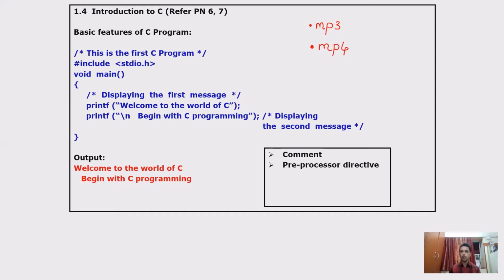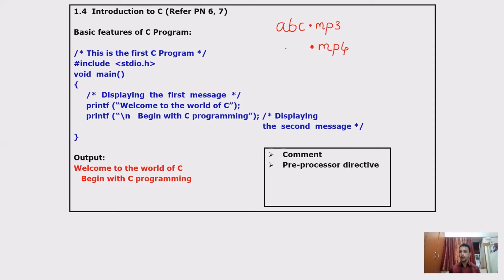For example, you may have a song whose name could be something like abc.mp3. So this abc is the first name and mp3 is the extension. Now, the first name can be anything over here, but if it is a song, the extension will be mp3. So this mp3 basically decides what kind of content is there inside the file.